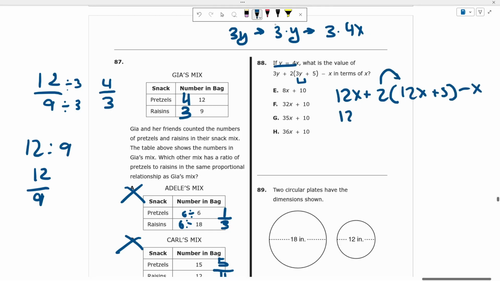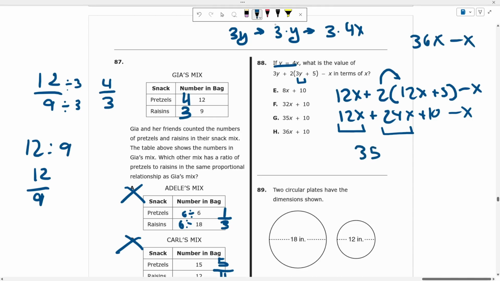I need to distribute the 2, so we have 12x plus 24x plus 10 minus x. So 12x plus 24x is going to be 36x, minus x is going to be 35x. So we're left with 35x plus 10, which is going to be choice G.